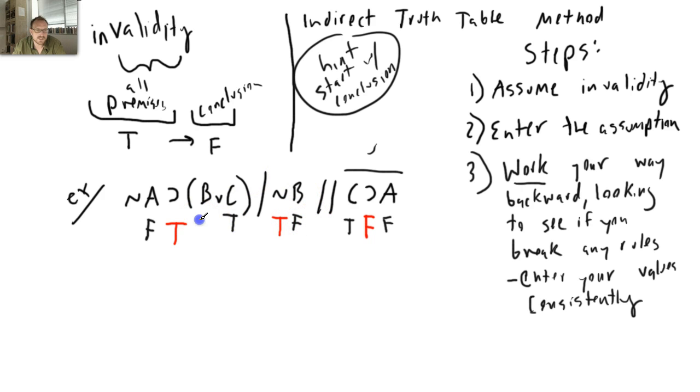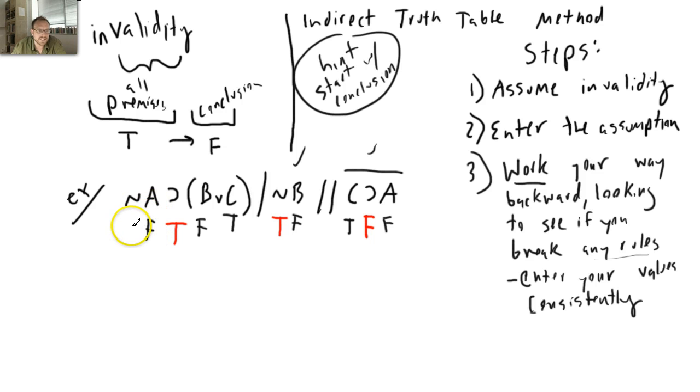So now let's enter in B is false. Okay, so now my assumption for invalidity is still working, right? Because when I'm looking to see if I break any rules, because if I break a rule, that means that I've actually committed a contradiction. So let's see here. Now let's start with A.